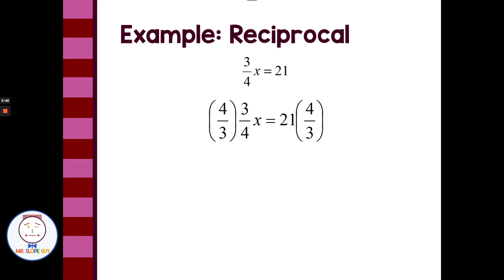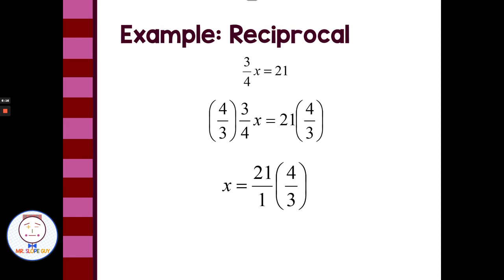So 4/3 times 3/4 gives me 12 over 12. 12 divided by 12 is 1, so we get 1x. That happens every time we multiply by the reciprocal. So in this case, it'll give us 1x or x on the left side of our problem. And then on the right side, we just have the number part of our answers. We can go ahead and multiply out 21 times 4 and divide by 1 times 3. So we get 84 divided by 3.